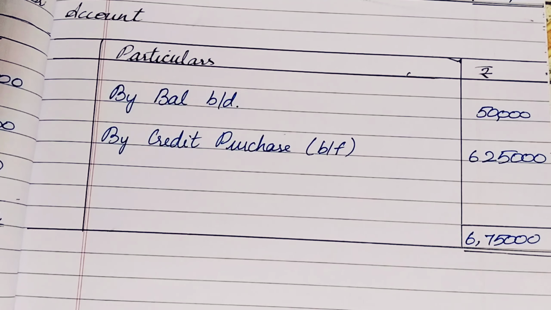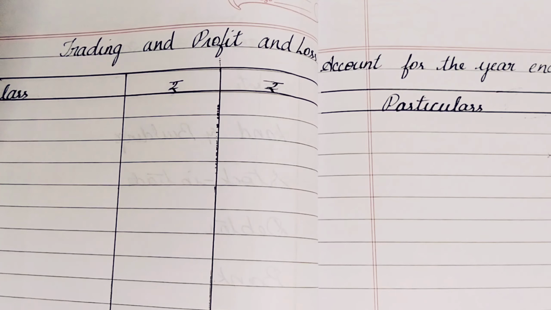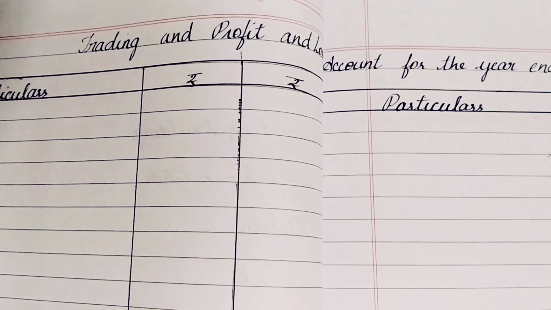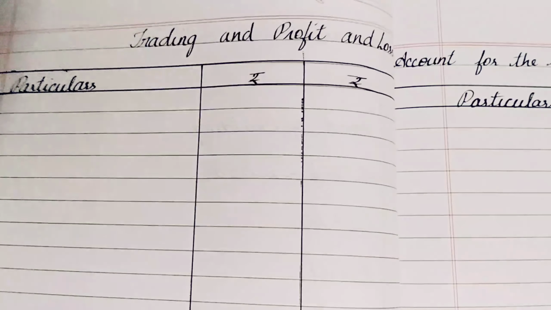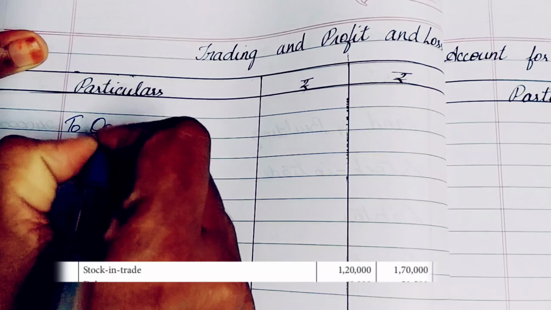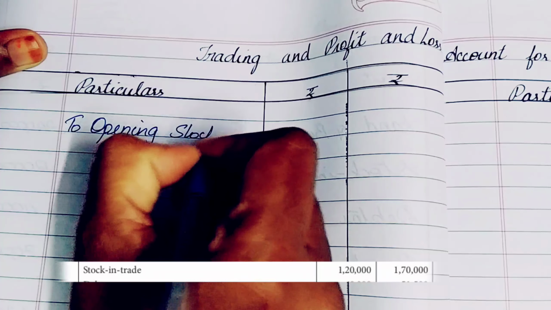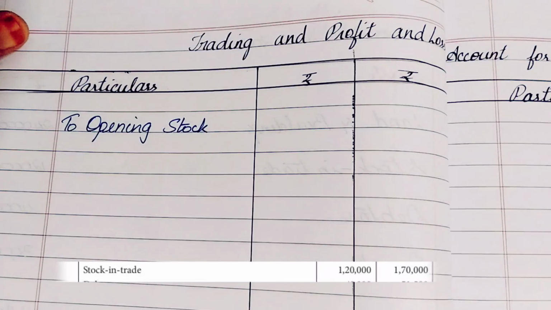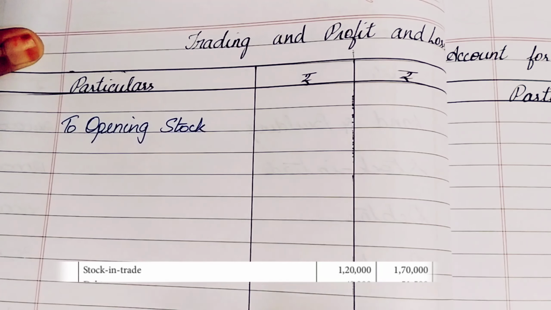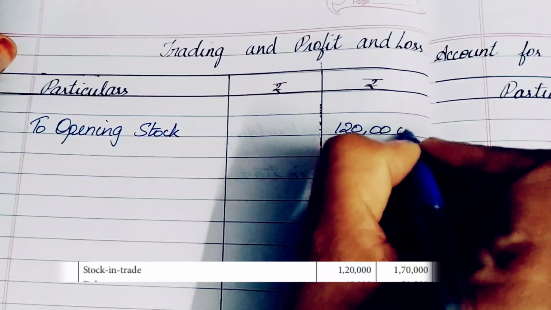Now next we have to move on to the trading account and the profit and loss account, and finally to the balance sheet. Let's start with the trading and profit and loss account. So both sides, the debit and the credit, are ready. The first item in a trading account is on the debit side. So to opening stock. The opening stock can be taken from the tabular column in the problem. Stock in trade, that is 1,20,000. So write that in the outer column.